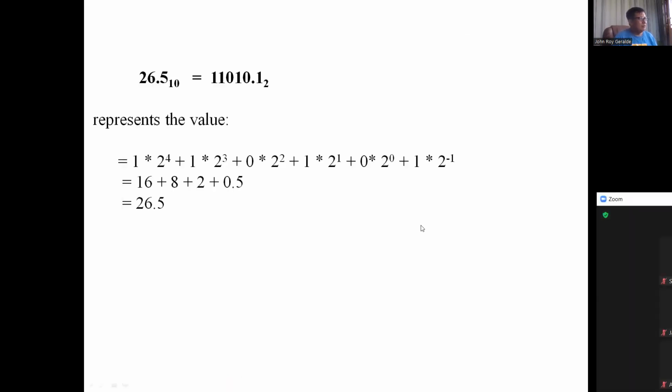Let's go back now. These are the place values, okay? Any questions about this? I'll give you an assignment on this for the next meeting.